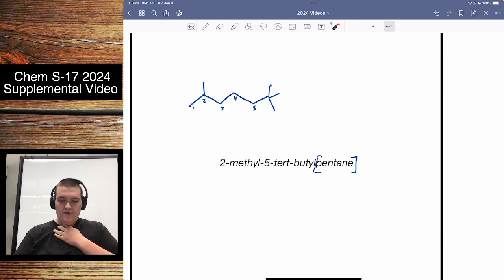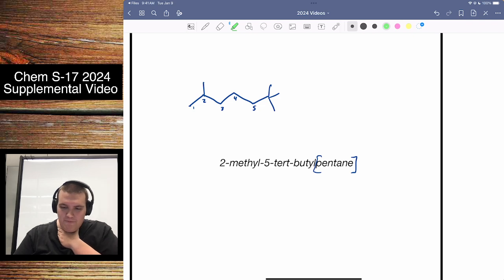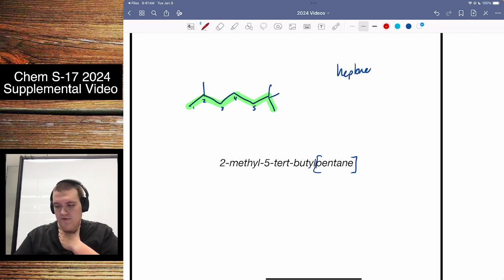Okay. So yet again, we have a parent chain issue. When we look at it this way, our parent chain isn't just this 1, 2, 3, 4, 5. Ooh, 1, 2, 3, 4, 5. It's also 6, 7. So we have a heptane. And again, our issue is wrong parent chain.